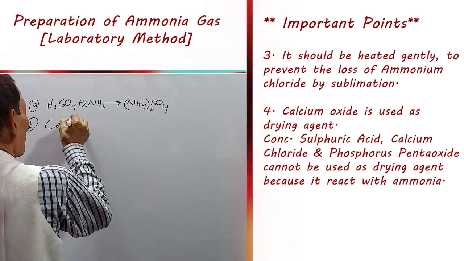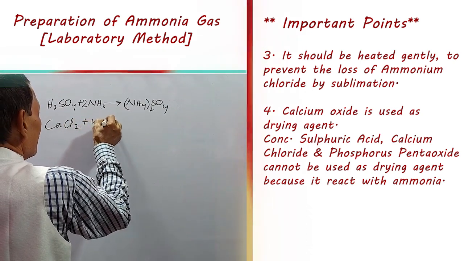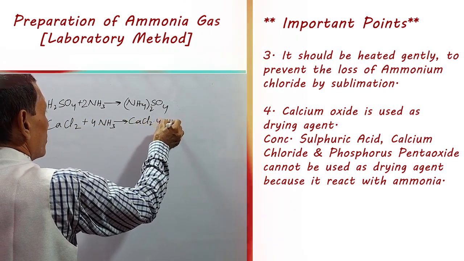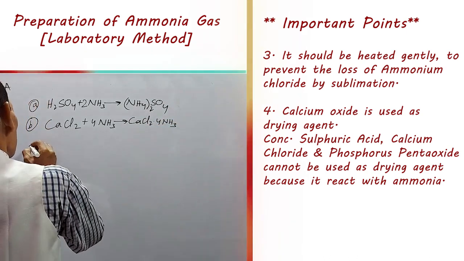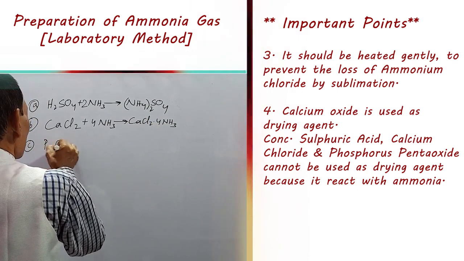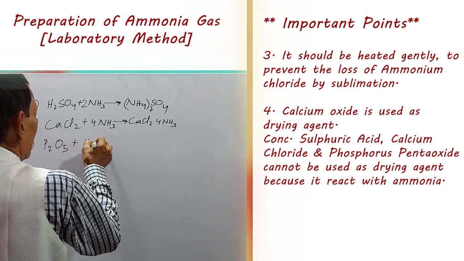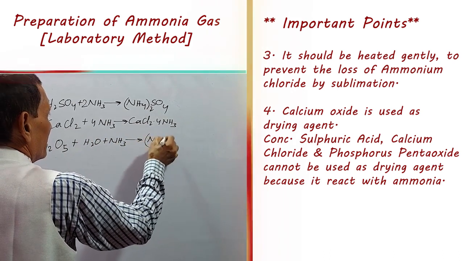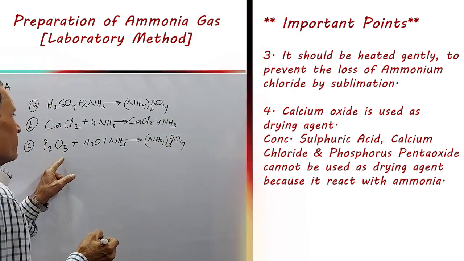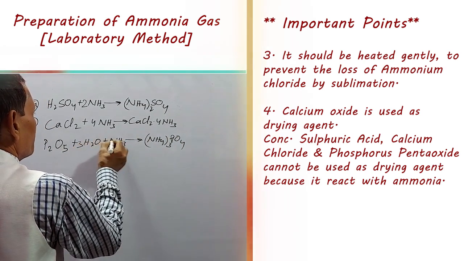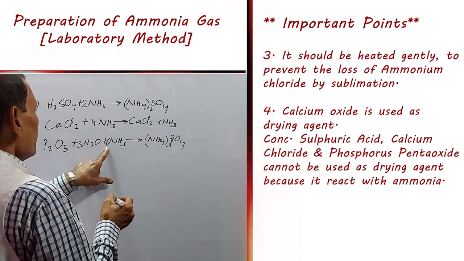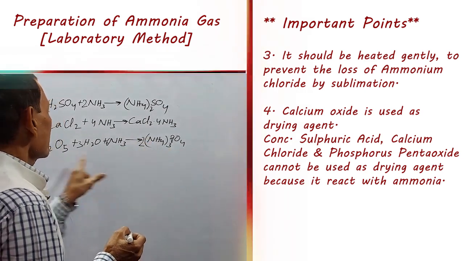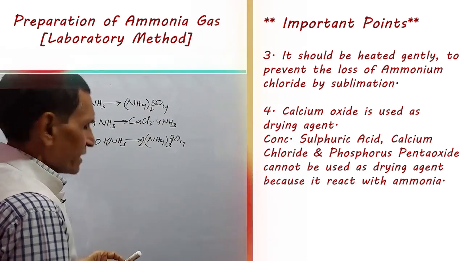We cannot use calcium chloride also, because calcium chloride reacts with ammonia to form an addition product of calcium chloride and ammonia. This is why calcium chloride cannot be used. We cannot use phosphorus pentoxide also, because phosphorus pentoxide reacts with ammonia to form ammonium phosphate. The reason is formation of a new substance, and phosphorus pentoxide cannot be used.